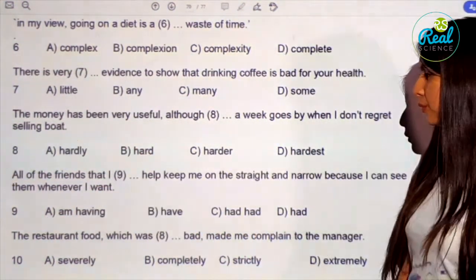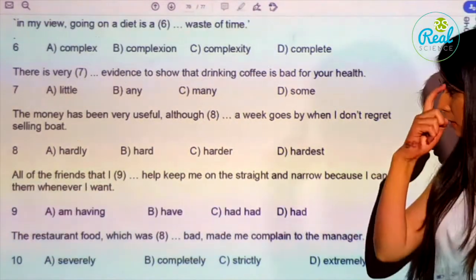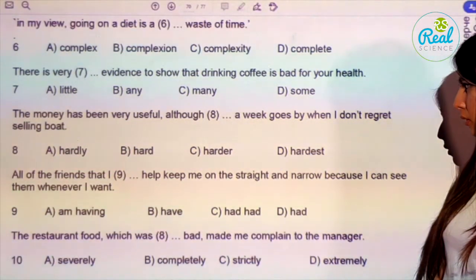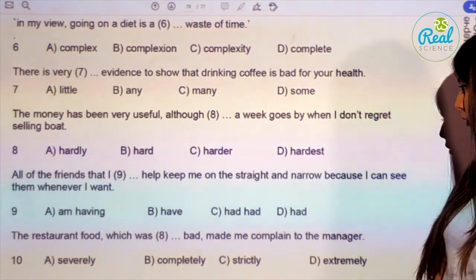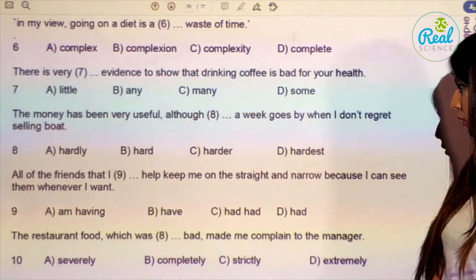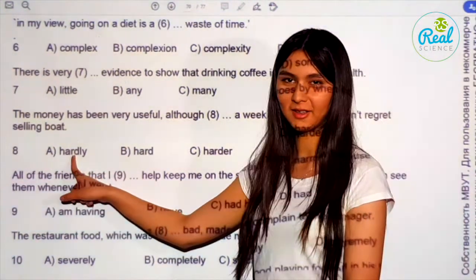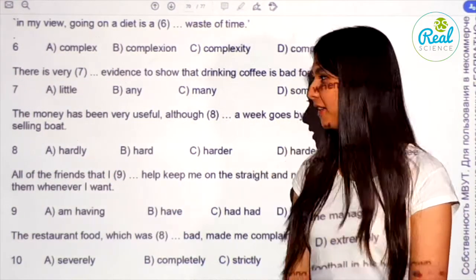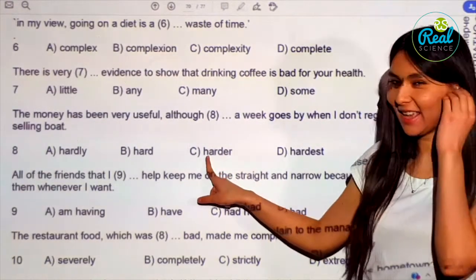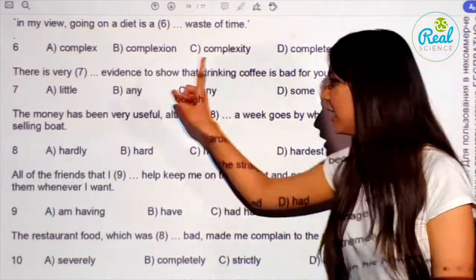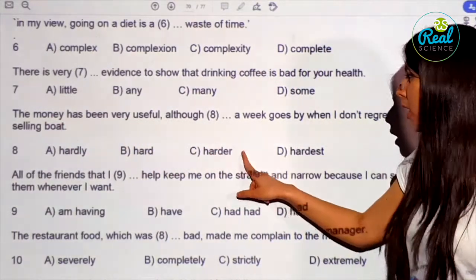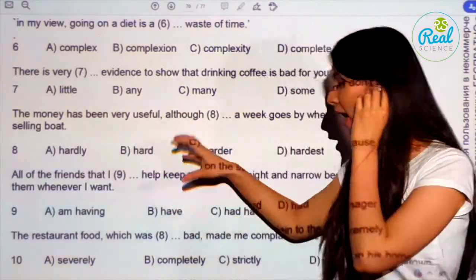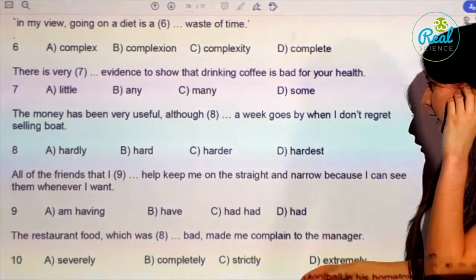8. The money has been very useful. Hardly a week goes by when I don't regret selling both. You put "hardly". Harder. Most of you. Which one? Harder. Yes. The best option here is harder. The money has been very useful. Also, hardly a week goes by when I don't regret selling both. So hardly a week goes by.